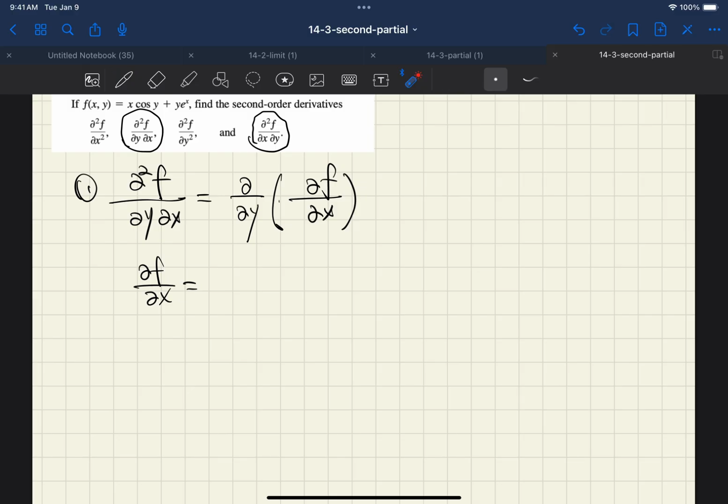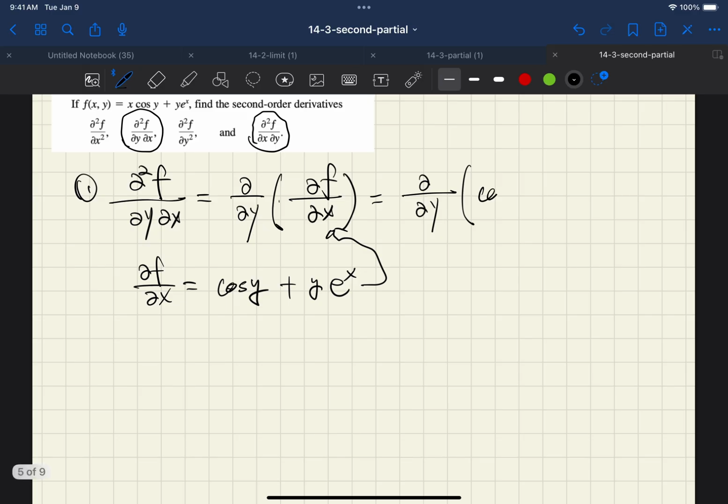So that means y is a frozen variable, or cosine y is just constant. So x times cosine y, then when you take the derivative with respect to x, it's just the coefficient. And for y e to the x, y is constant. And e to the x derivative is e to the x itself. So y e to the x. So in other words, if I put this inside here, then by replacing simply, I have cosine y plus y e to the x.